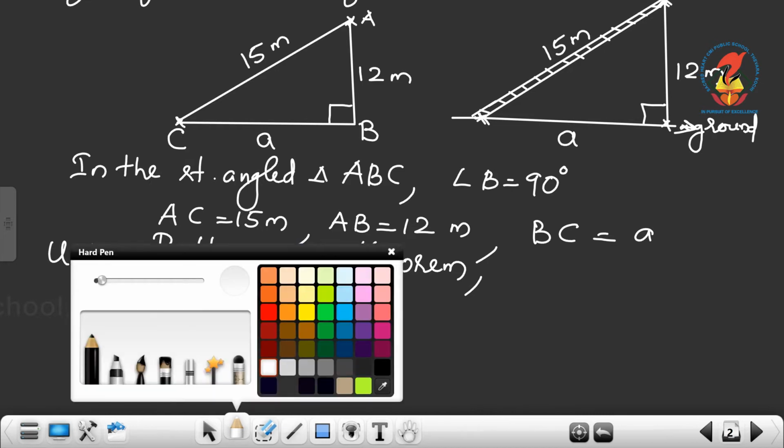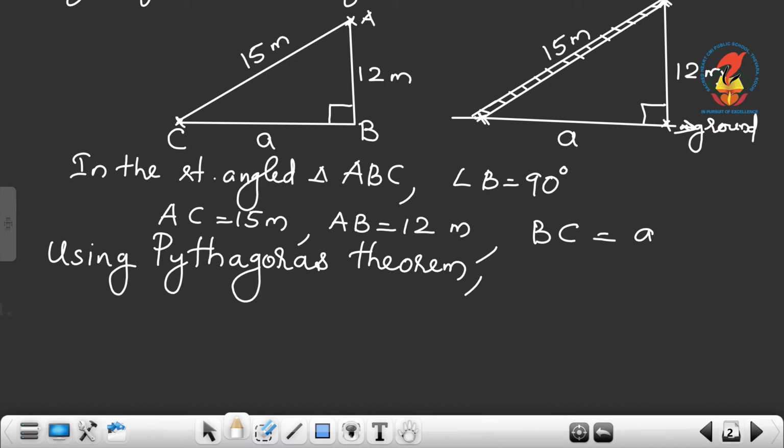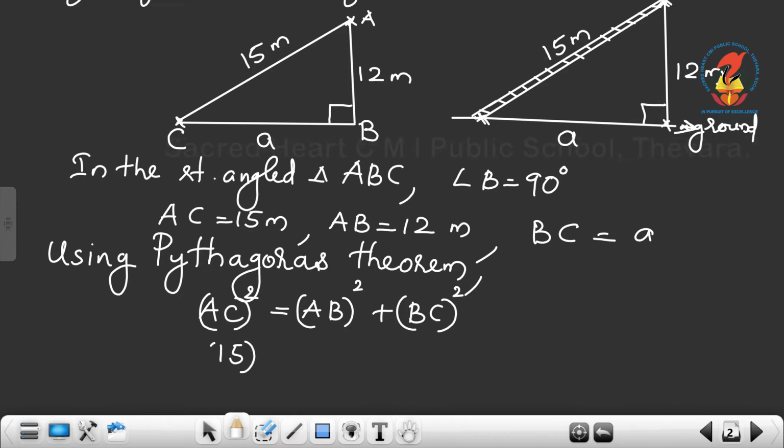Square on the hypotenuse. So what is the hypotenuse here? AC. So the square on the hypotenuse, that is AC square, is equal to AB square plus BC square, the sum of the squares on its legs. Now we can substitute. AC is 15 meters. So 15 square equals AB square, 12 square, plus BC is A, so A square.